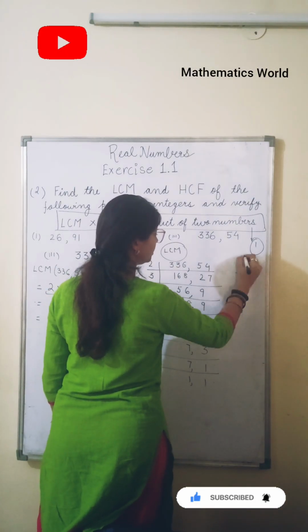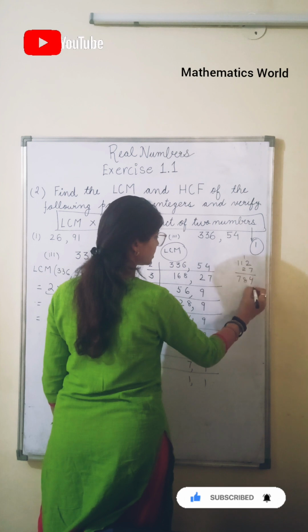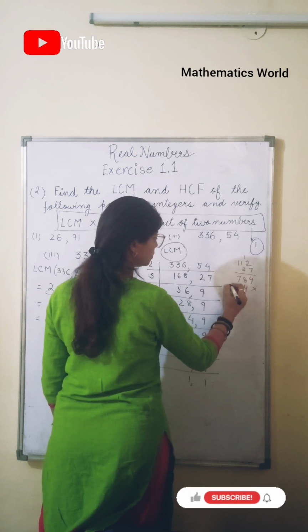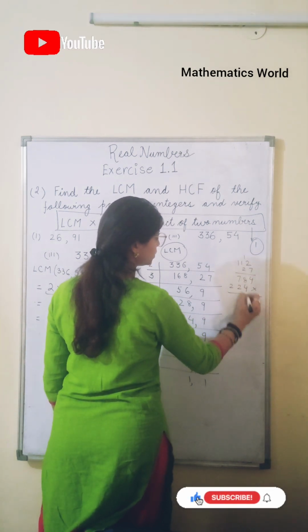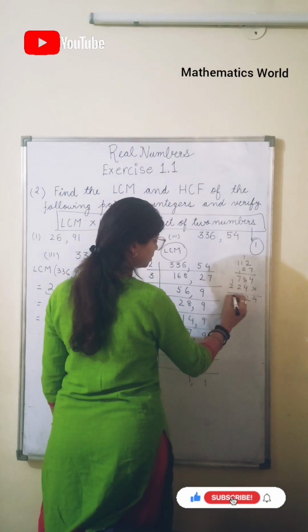7 twos are 14, 7 ones are 7 plus 1, 8. 7 ones are 7, 2 twos are 4, 2 ones are 2, 2 ones are 2. 8 plus 4, 12. 7 plus 2, 9, 10, 3.